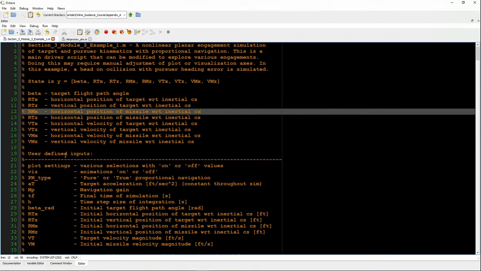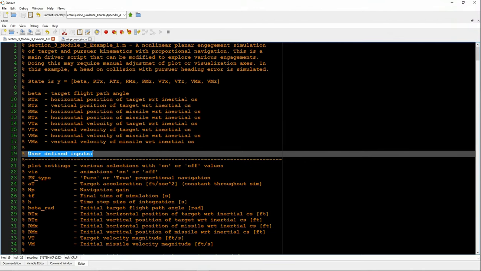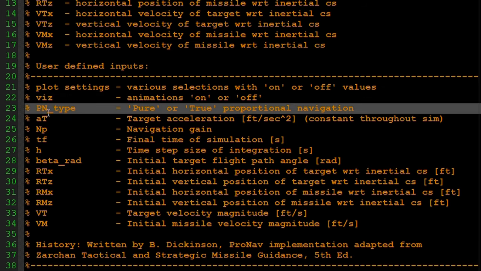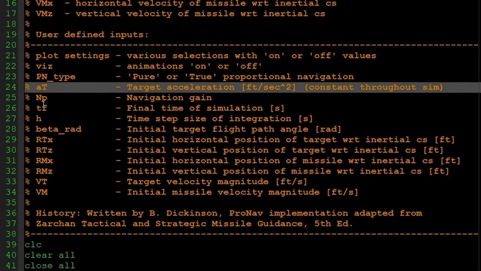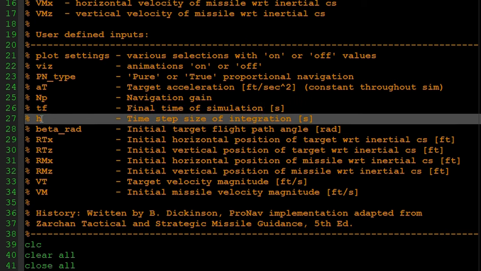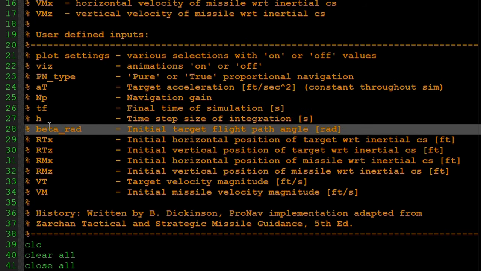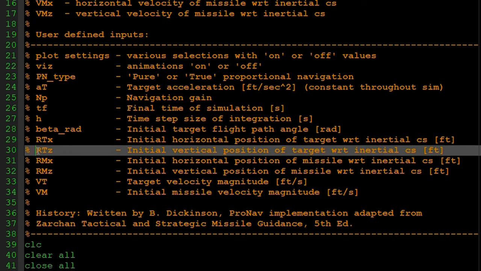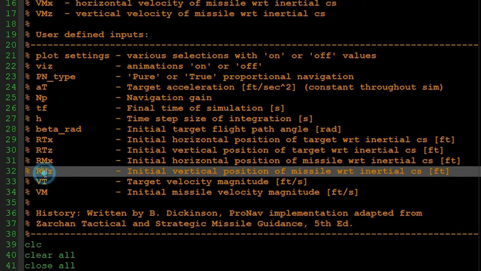So what do we need to input in order to simulate? Well, I have the variables listed here. First two are related to plots and visualizations. The third is ProNav type, whether it's pure or true. Then there's target acceleration, navigation gain, the total time of the simulation, the time step size of integration, initial target heading angle with units of radians, initial target position in the horizontal direction with units of feet, target vertical position, missile horizontal position, missile vertical position. Initially, all of these are initial values.